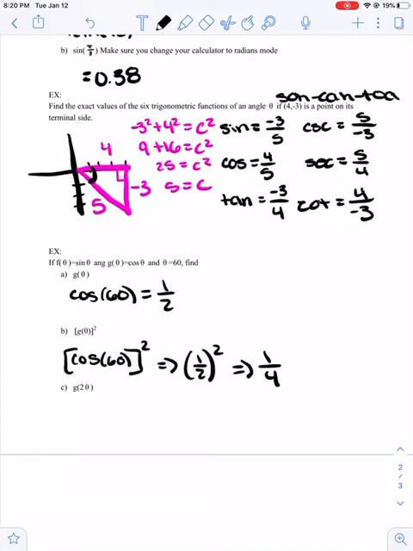And then g of 2 times theta. So g is cosine. And then 2 times theta. So 2 times 60. And 2 times 60 is 120. So again, we're going to go look at our unit circle and check, okay, what does cosine equal at 120 degrees? And cosine equals 120 degrees at -1/2.